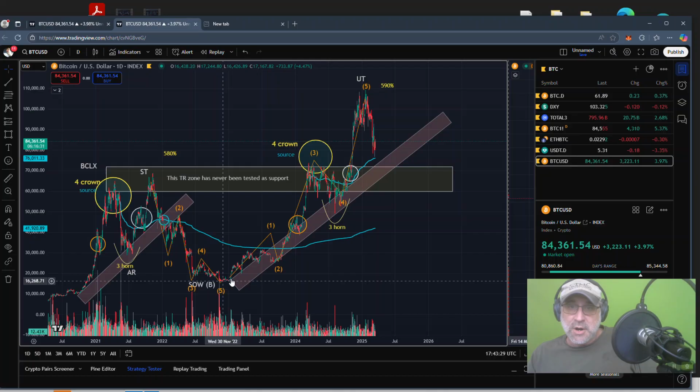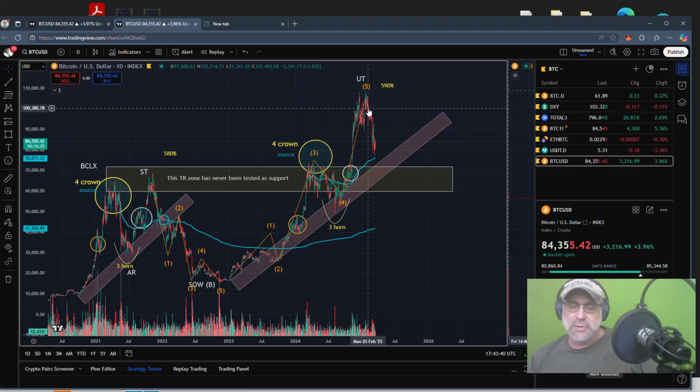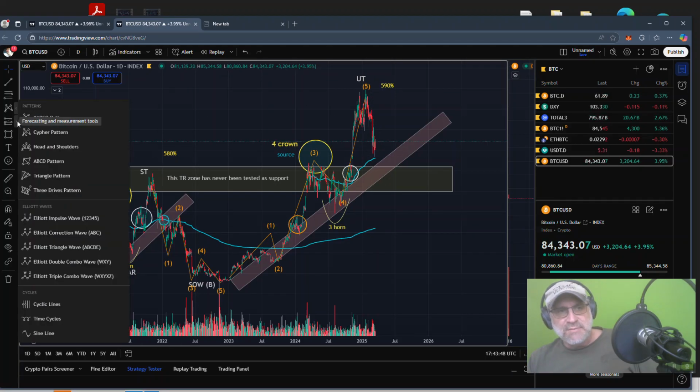especially since we've marked up almost 600% from the sign of weakness in B, the 16 Gs, and haven't had any kind of significant correction. It's been one gigantic macro Elliott wave up. Now, what about the ABCs now? At the end of every 5 wave, there's a macro ABC.